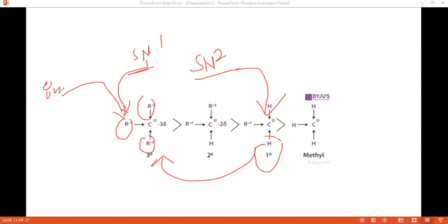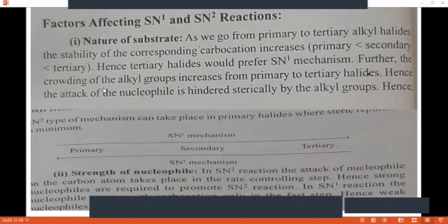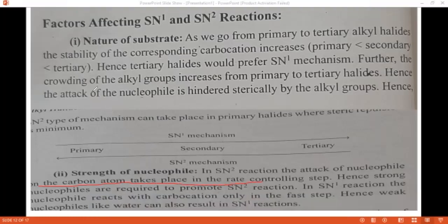Now, the second factor, the strength of nucleophile. In the SN2 reaction, the attack of the nucleophile on the carbon atom takes place in the slow step or rate determining step. Hence, strong nucleophiles favor the SN2 reaction.